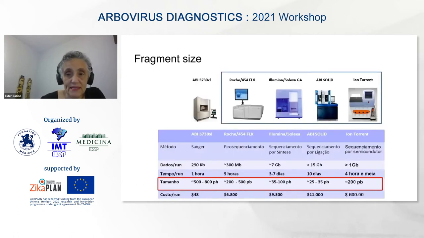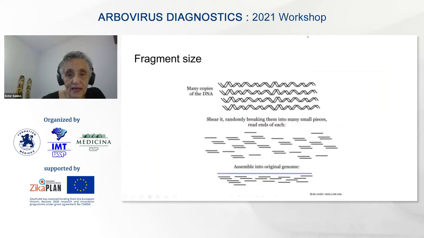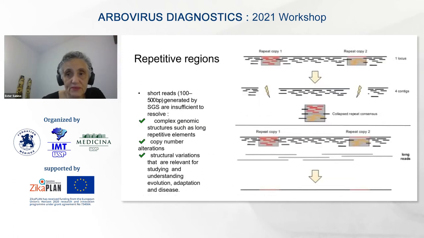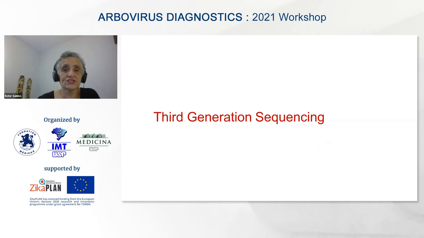The problem was mainly one thing that this generation of sequencers was unable to do, which was long reads. And this may be a problem when you get your sequence, cut it into pieces, and then try to assemble. If you have regions that are very similar to one another, you may get the wrong structure of the genome, especially when you have copy number variations. So this is a problem. And the third generation machines really changed that.